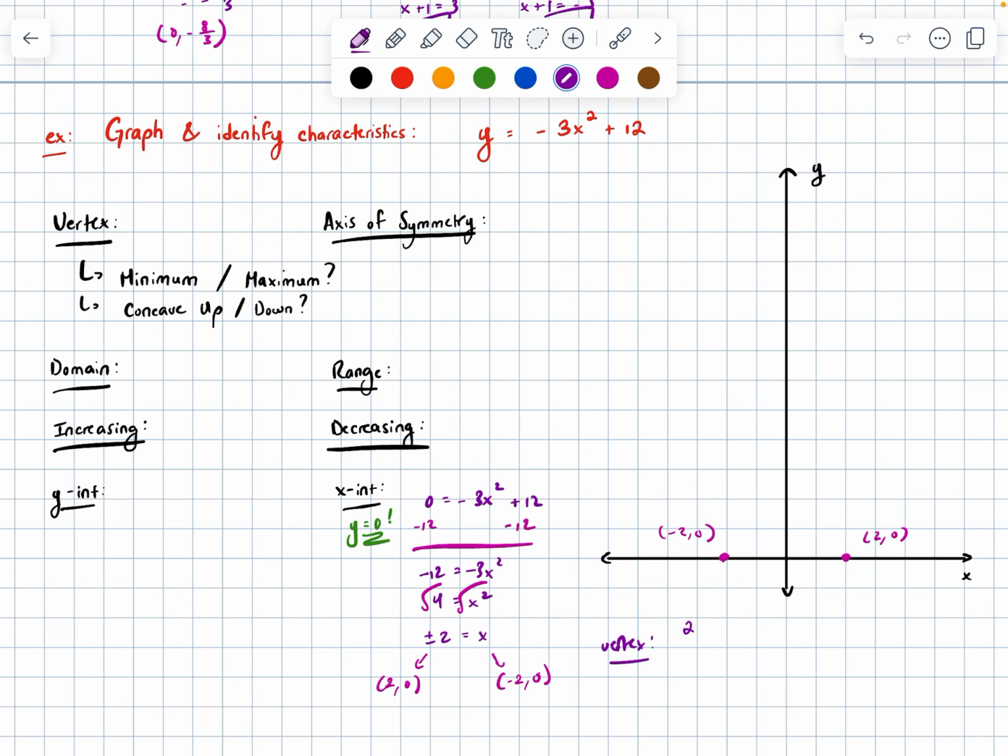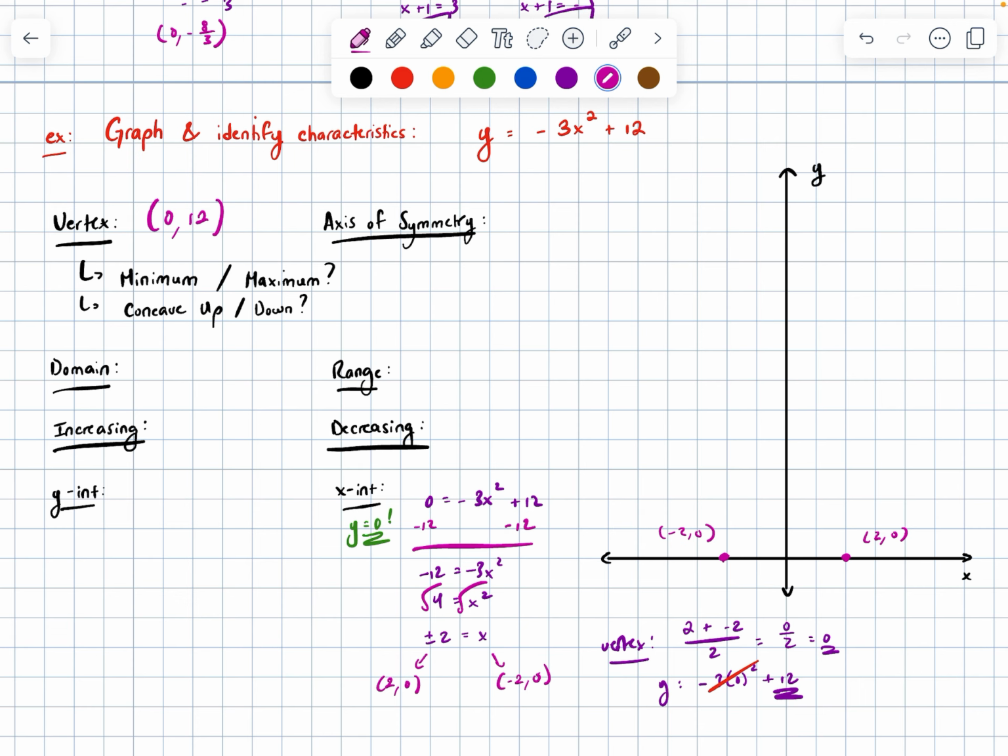Now for my vertex, I know that my vertex needs to be halfway in between 2 and negative 2. So let's find our average by adding them up and dividing by 2. Well, 2 plus negative 2 is 0, and 0 divided by 2 is 0. So the x value of my vertex is at 0. Plugging in for y, I know that my y value is going to need to be negative 3 times 0 squared plus 12. Well, negative 3 times 0 squared, that cancels out. So that tells me that 12 is going to be the y value of my vertex. Let me write that up at the top. So x is 0, y is 12.